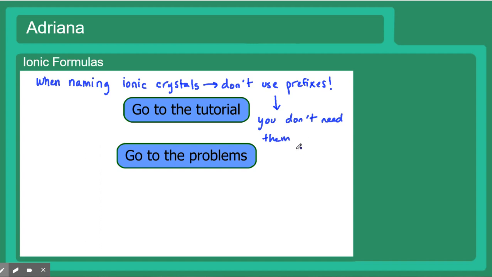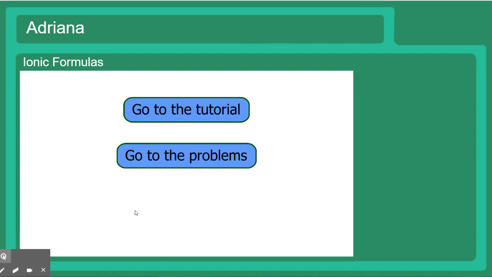Just by knowing the two elements that are involved, or in some cases, it's even more elements, and we'll get into that later. Just by knowing the ions involved, you can know exactly what the chemical formula is for ionic crystals. And that is something that is different from covalent compounds. Let's go ahead and begin.